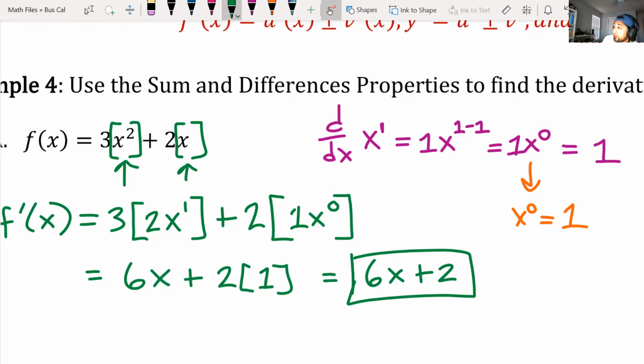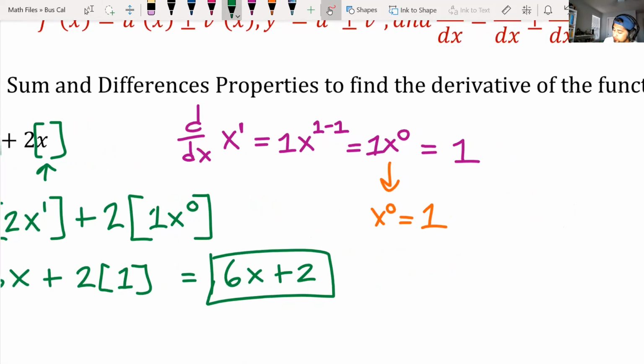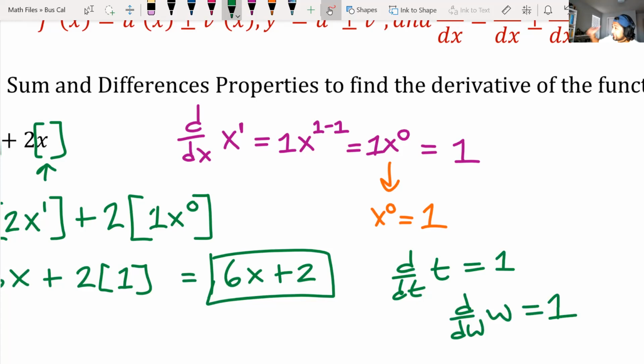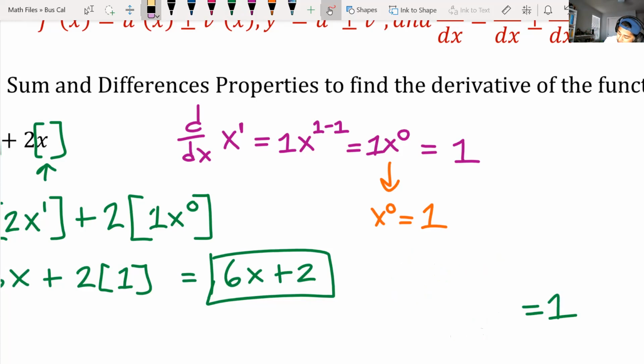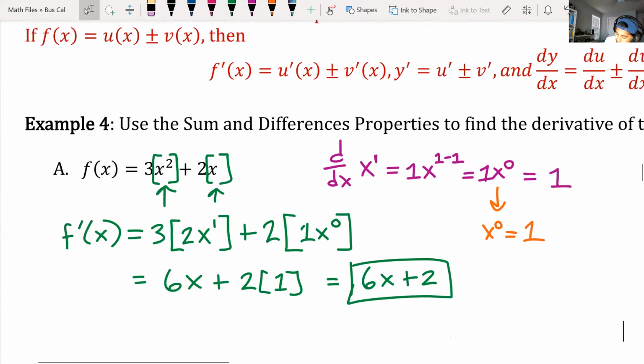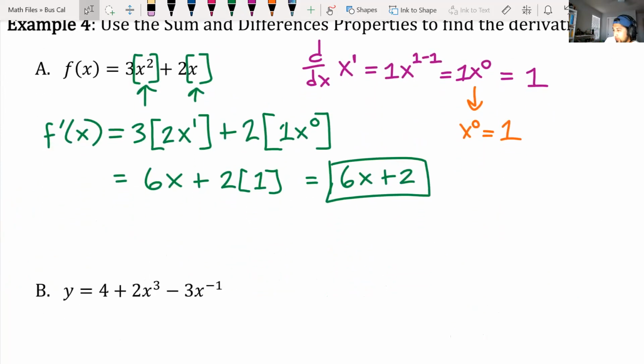So the derivative of a single variable to the first power is always going to be 1. If I were to write d over dt of t, what would that derivative be? One. If I were to write d over dw of w, what would the derivative of w be? One. So if you're ever just given a single variable and you're told to take the derivative of it, it's always one, no matter what. Make sense? Okay. Let's keep going.